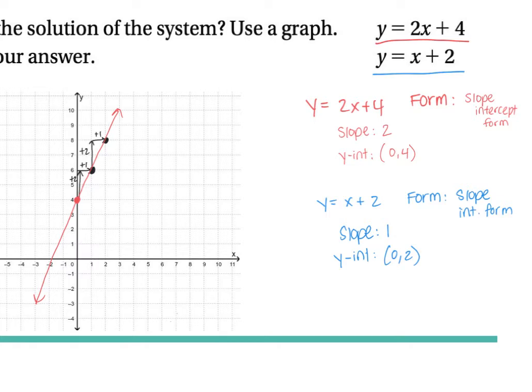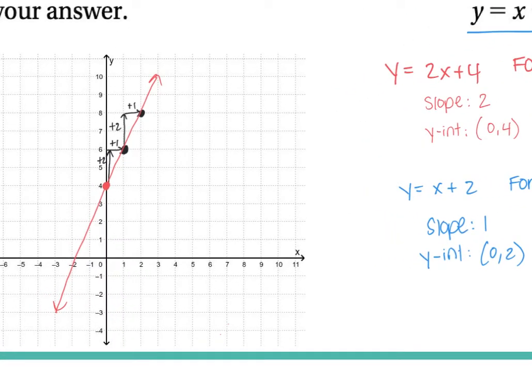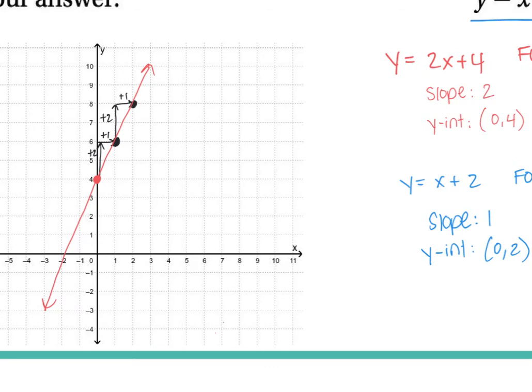Are you sure they intersect? Let's see. Okay, so at 0 comma 2, that is going to be right here. The reason these are going to intersect is because their slopes are not the same. Whenever slopes are different, they will always intersect, okay? All right, so how are we going to move? We're going to move one up and then where? One right. So plus one, plus one, because our slope was one.